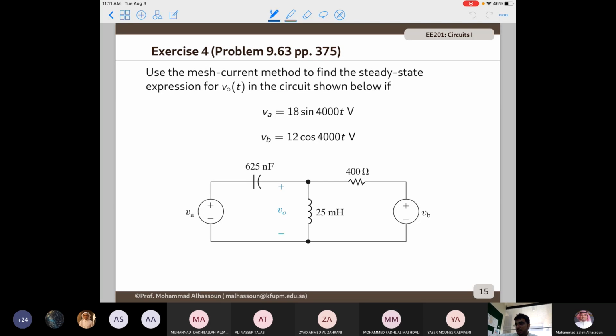So let's start with the sources. Let's convert them into phasors. The phasor form of VA is going to be 18 with angle negative 90. The phasor form of this one is minus J18. The phasor form of VB is going to be 12, or simply 12.